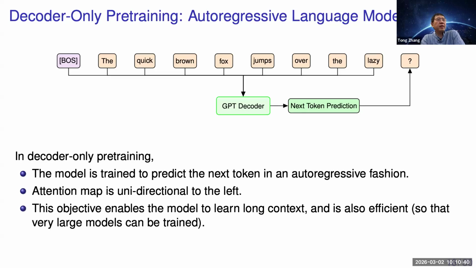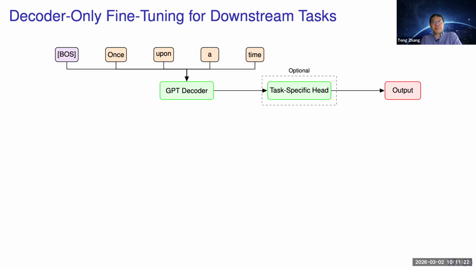This objective enables the model to learn long context, and it's also very efficient, though efficient at a different level. Efficient in the sense that it's simple, and whatever you feed it, it can train on. You don't need to worry about splitting into sentences, and you don't need to worry about doing the masking and so on. Also, the training is parallelizable, so large models can be trained. Training being parallelizable is one useful thing.